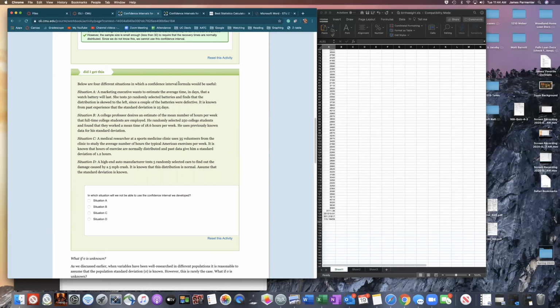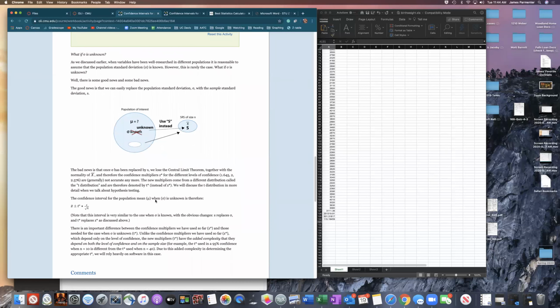So I feel like this next question is the same sort of thing. I don't think we need to have me read through that all again. I could, but I think that's super valuable. But then we talk about down here, if your standard deviation is unknown, we have the following. When variables have been well researched in different populations, it is reasonable to assume that the population standard deviation is known. However, this is rarely the case. If sigma is unknown, the good news is we can easily replace the population standard deviation with the sample standard deviation. So most of the time, it's not a big deal.